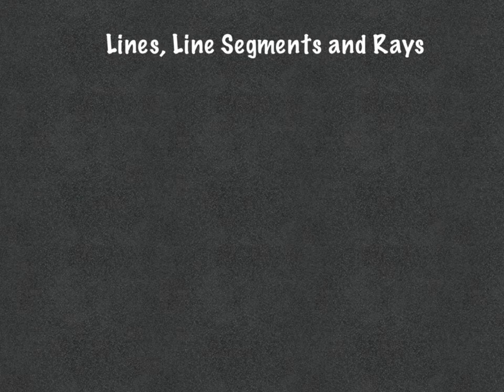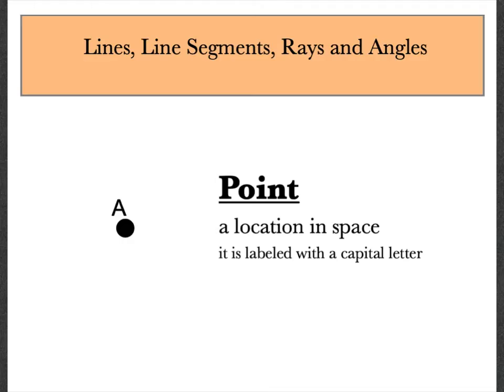Okay, today we're going to talk about lines, line segments, and rays. So there's a couple definitions that we need to talk about first. So a point is a location in space. So it's a dot and it's labeled with a capital letter.